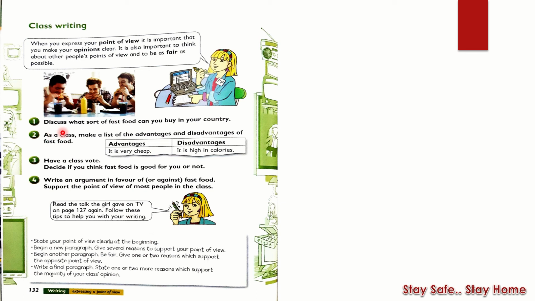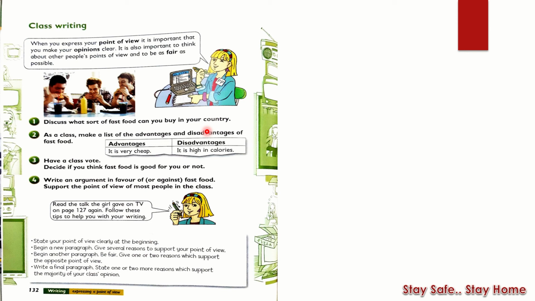Number one, discuss what sort of fast food you can buy in your country. What can we buy in our country? What can you buy in the UAE? What can you buy in Jordan? What can you buy in Egypt, in Pakistan, in India, wherever your country is? What fast food can you buy in your country? Let's all agree that we have KFC, we have McDonald's in every country. We have Hardee's, we have Popeyes, we have pizza places, and you know, it's more than one place that sells fast food. We can get fast food wherever.